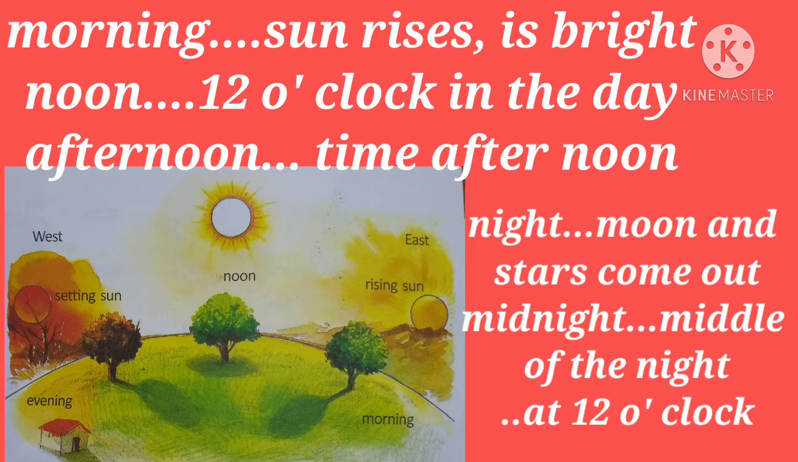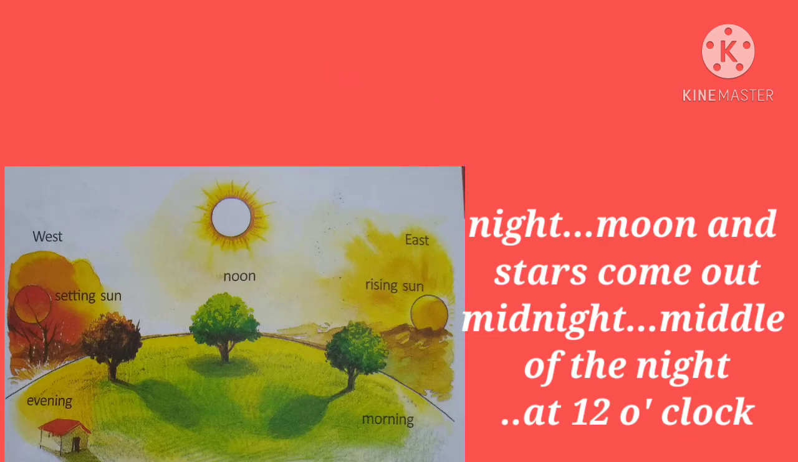When the sun sets, it is evening. And then it gets dark. The moon and the stars come out at night. We go to sleep. The middle of the night is at 12 o'clock and it is called midnight.